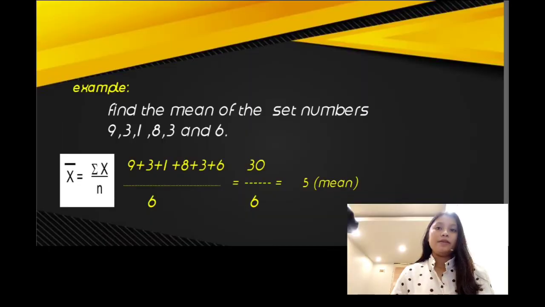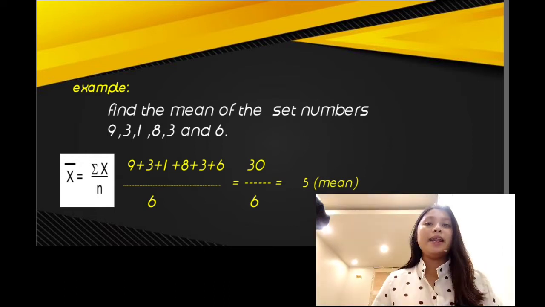So example, find the mean of the set of numbers 9, 3, 1, 8, 3, and 6. Para makuha natin ang mean, kailangan lang natin i-add lahat ng numbers, then divide natin kung ilang numbers meron tayo. So, add natin 9 plus 3 plus 1 plus 8 plus 3 plus 6 equals 30. Ilang numbers meron tayo? We have 6 numbers. So, divide natin sa 6. 30 divided by 6 equals 5. So, our mean is 5.